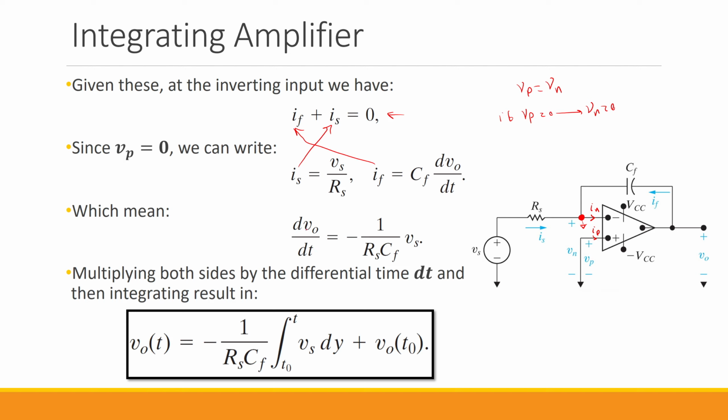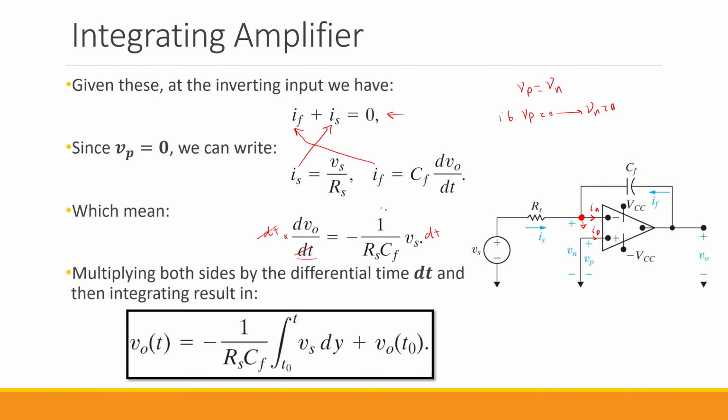So on the left side we only have VO, on the right side we have Vs. Now to be able to solve this differential equation, we need to multiply both sides by the differential time. So we multiply this by dt and also this by dt, so these two would cancel each other out. And now on the left side we only have VO, and on the right side we only have time, and Vs is a known value for us.